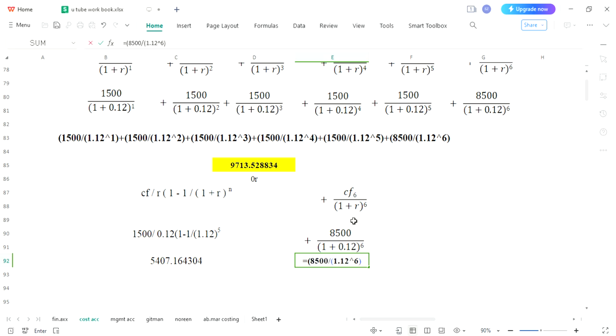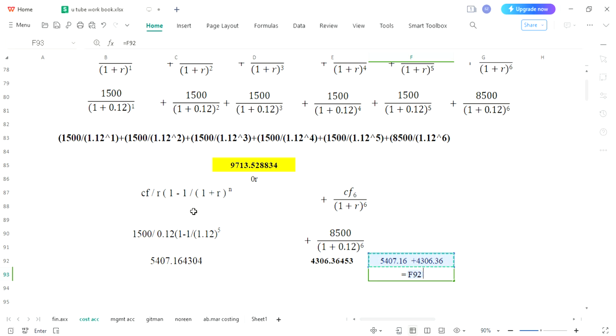Close your bracket. So we have got our answer for sixth, and finally you will add both. Now it's not working. Okay, so for 5 different cash flows you were having the answer 5407.16, and you need to add 4306.36 for the fifth value. Here you will add both.